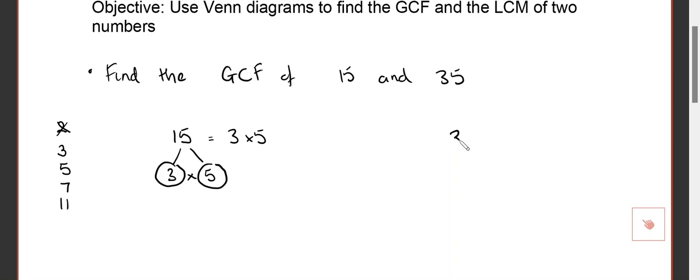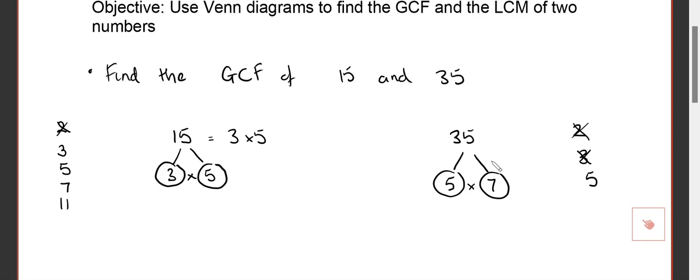Then I'm going to do 35. Again, does it divide by 2? No. By 3? No. By 5? Yes. So it's 5 times 7, and again we've got two prime numbers. We don't need to go any further. So this is nice and easy.